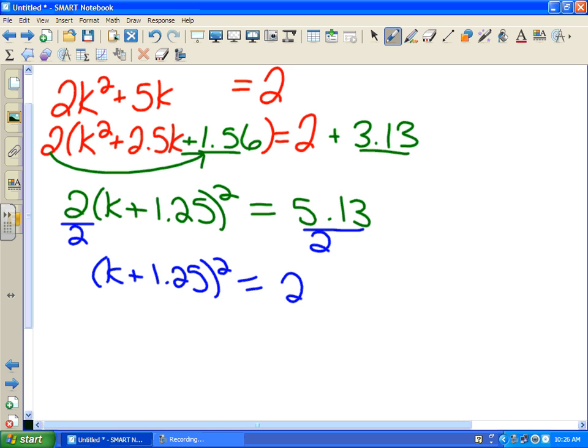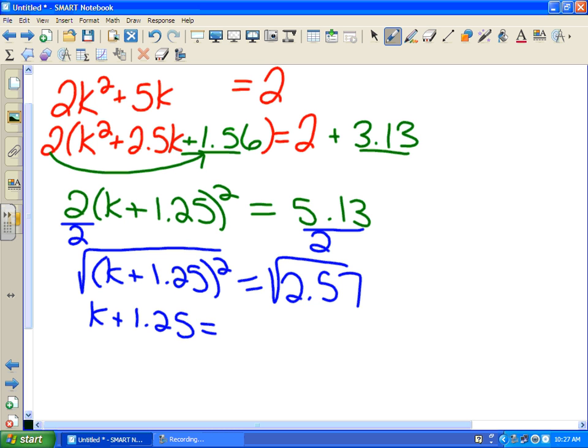2.57-ish. If you're off by 1 decimal place, it's okay. It's 2.565. 2.57. Close. Now, from here, this is what we did yesterday. So stay right here. Square root. Get k plus 1.25 equals something.